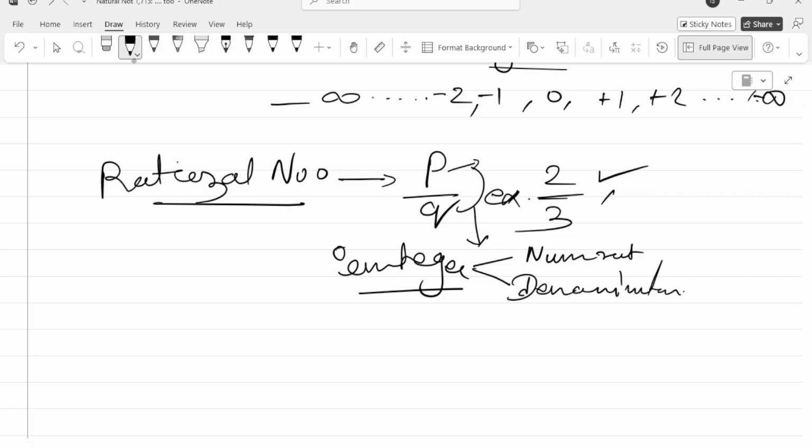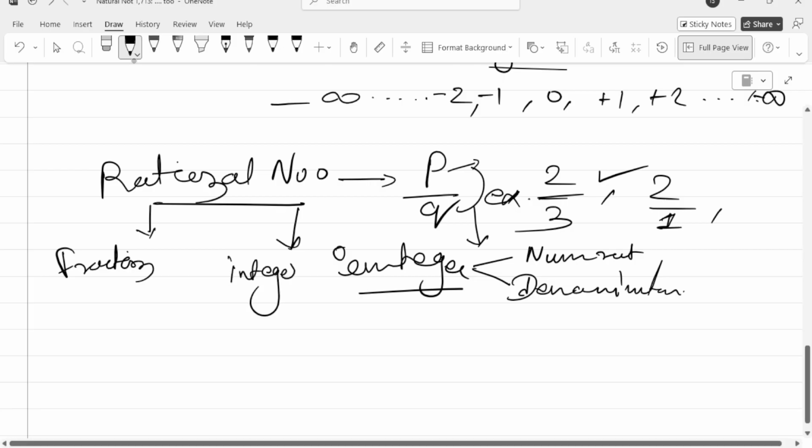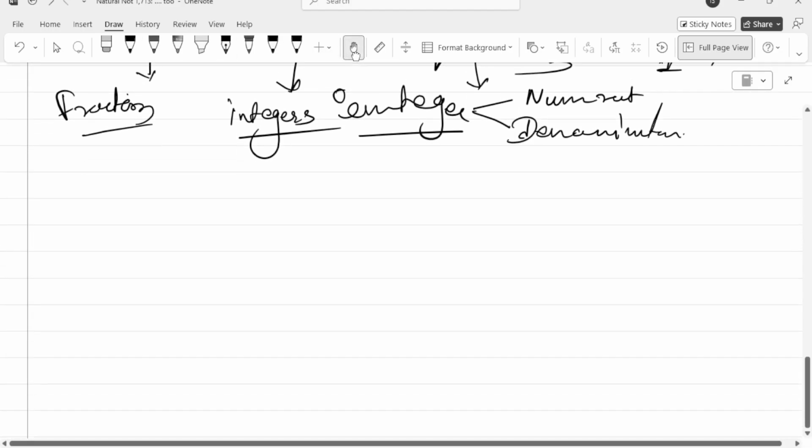Now we can say 2 by 3 is a rational number. Can we say that 2 is an integer? Yes, of course, because 2 divided by 1 is also available. So 2 upon 1 is a rational number. So a rational number can have a fraction part, and all integers are rational numbers. I hope you understand.